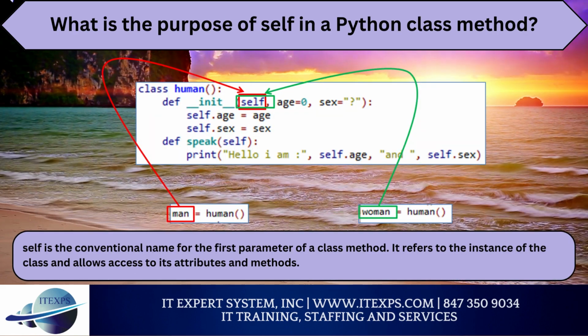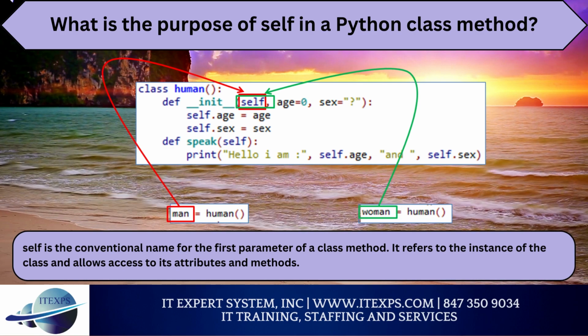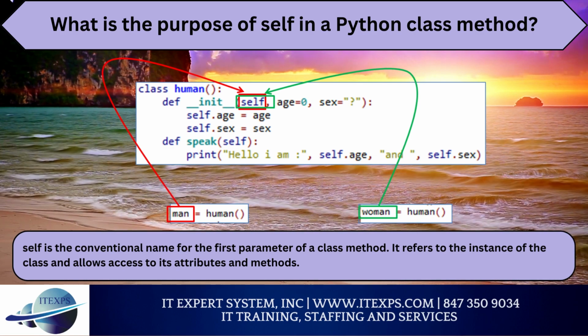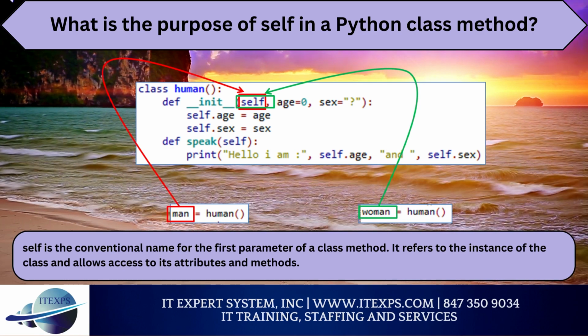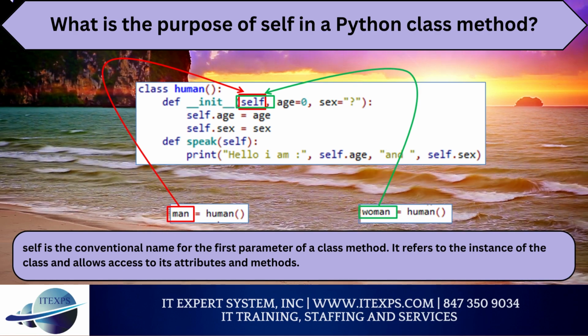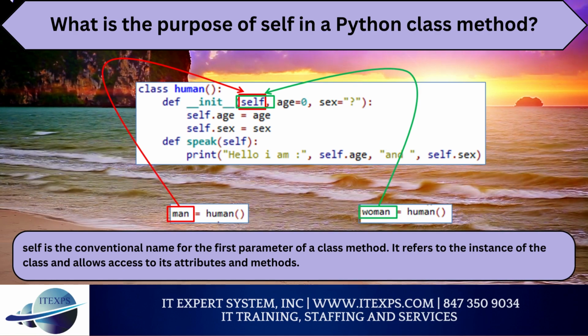What is the purpose of self in a Python class method? Self is the conventional name for the first parameter of a class method. It refers to the instance of the class and allows access to its attributes and methods.